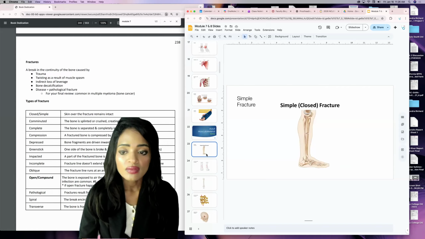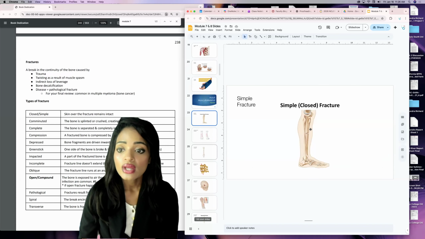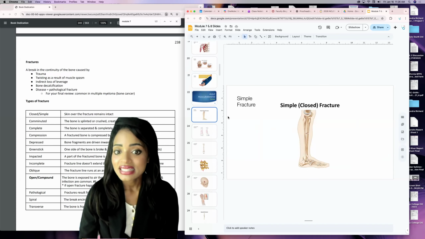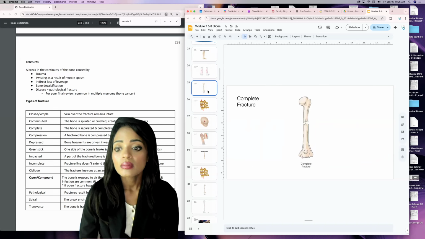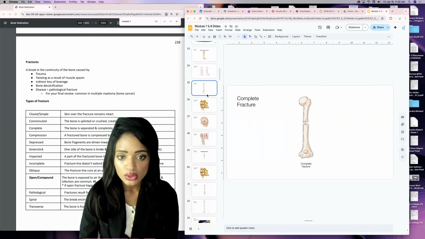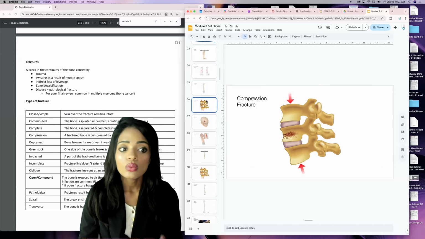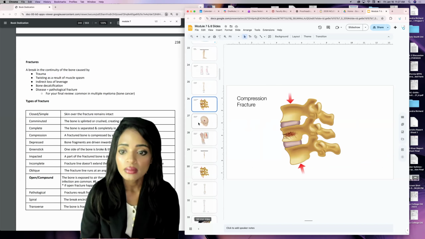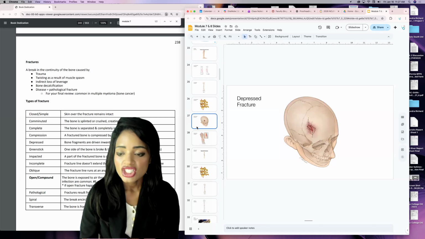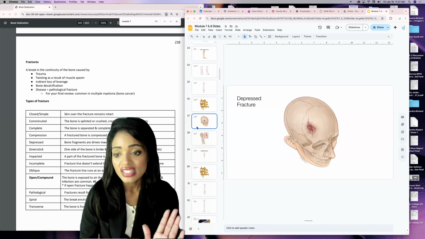So, you have a simple closed fracture where the bone is broken, but the skin is closed. That's why it's called a closed fracture. Then we have comminuted fracture where the bone is broken into small pieces. Complete fracture, the bone is broken into two separate parts. Compression fracture where other bones crushed a bone and that's why it broke. Depression where it inverts, it goes inward.